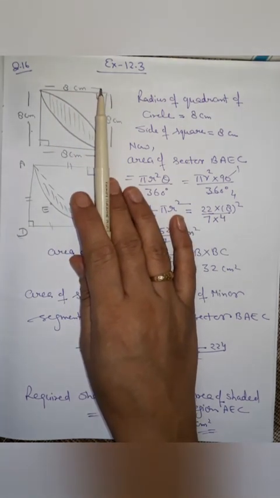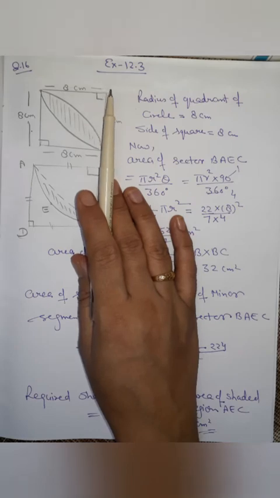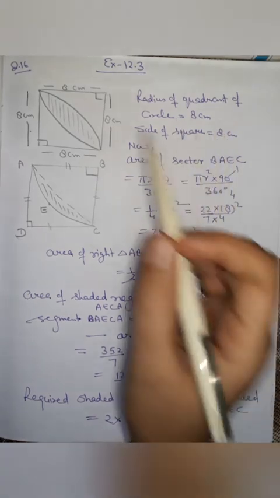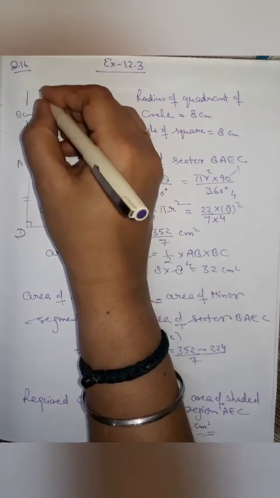Now exercise 12.3, question number 16. Calculate the area of the design region in the figure common between the two quadrants of the circle of radius 8 centimeter each. What does it mean? That this portion is a quadrant of a circle.